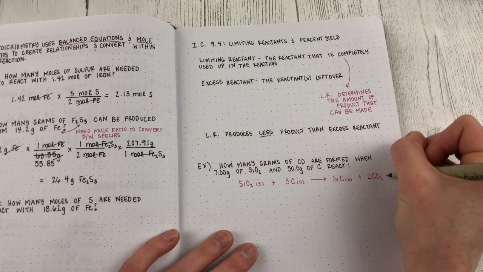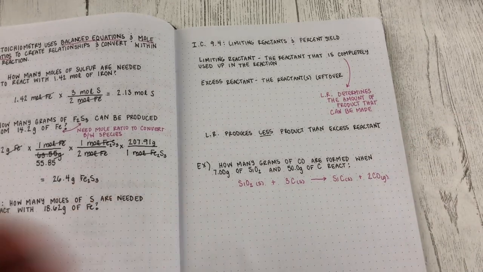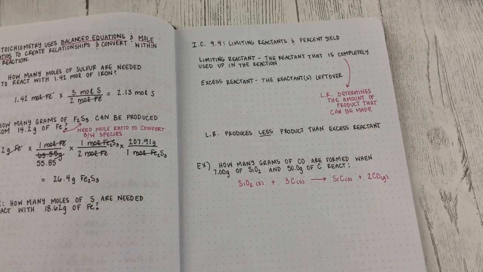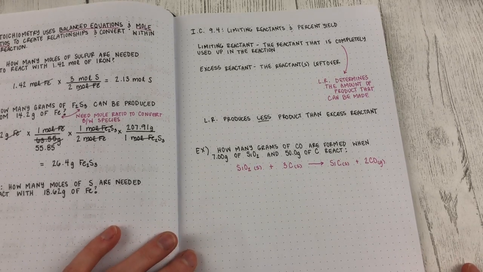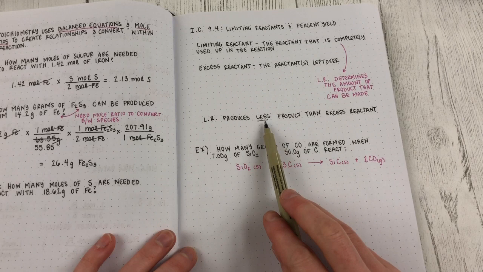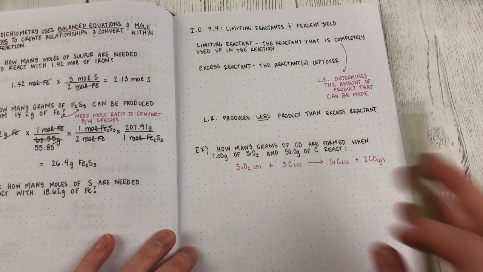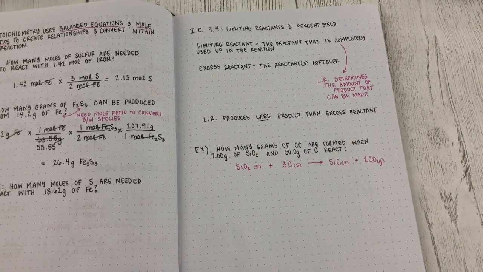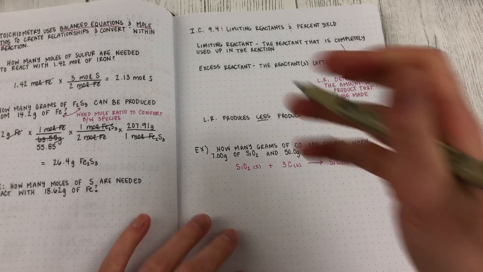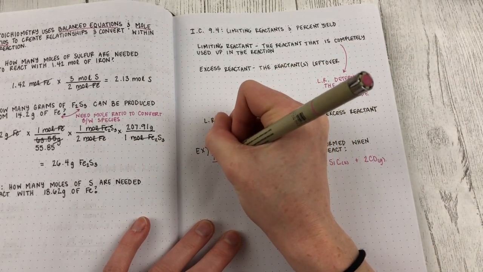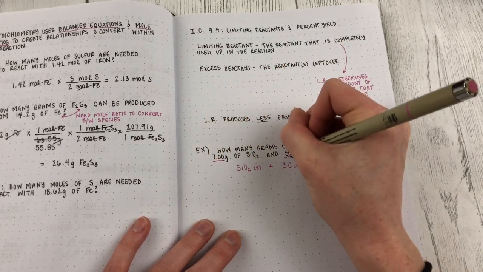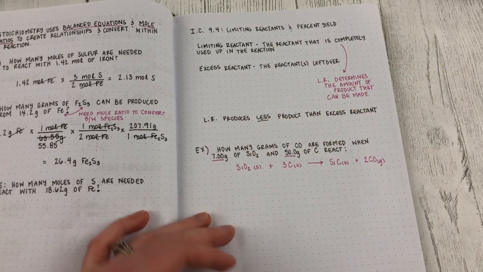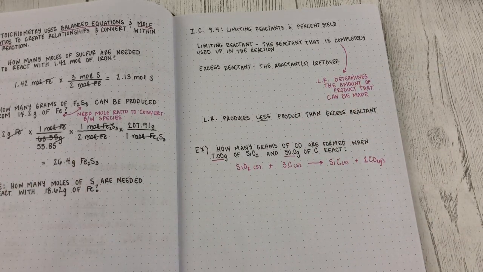Okay, so the way that this problem differs from problems that we've done in the past is now, instead of just giving you the mass of one of the reactants or one of the products, I'm giving you the mass of 2 reactants. And you have to figure out which one is going to produce less product. So you're actually going to have to do 2 calculations here. We're going to start with each of those 2 reactants, and we're going to figure out which one produces less product.